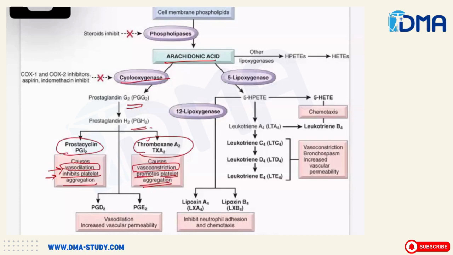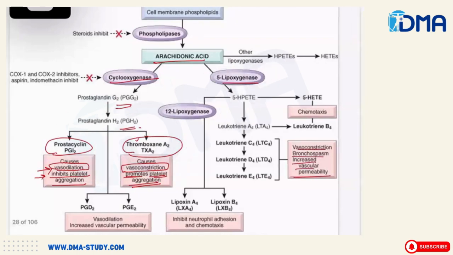The other inflammatory mediators come through the lipoxygenase enzyme. The derivatives would be the leukotrienes. The leukotrienes mostly cause vasoconstriction, bronchospasm, and increased vascular permeability. Then there is something called chemotaxis. Chemotaxis helps the inflammatory cells go and reach that particular spot where there is an inflammation or an infection. This is called chemotaxis.